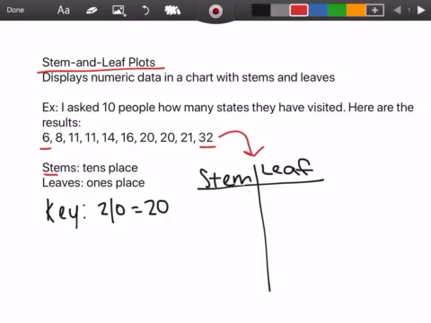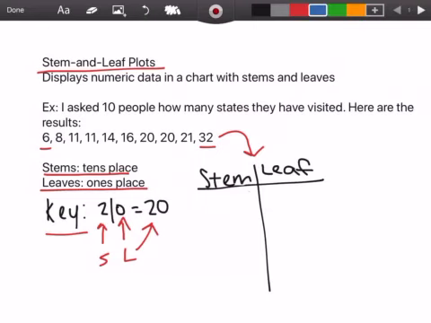Okay, I've decided that my stems are going to be the tens place and my leaves are going to be the ones place. So you're often going to see a key given to you for the stem and leaf plots. And this tells you what your stems are, and what your leaves are, and what they will equal when you put them together. So if I have a stem of 2 and a leaf of 0, that would give me the value of 20.